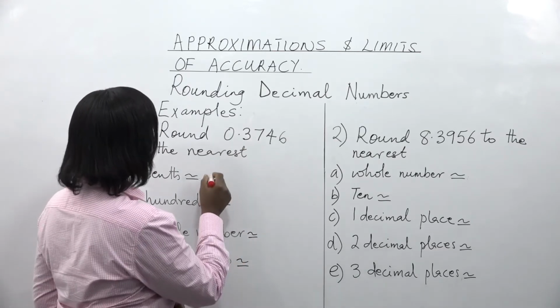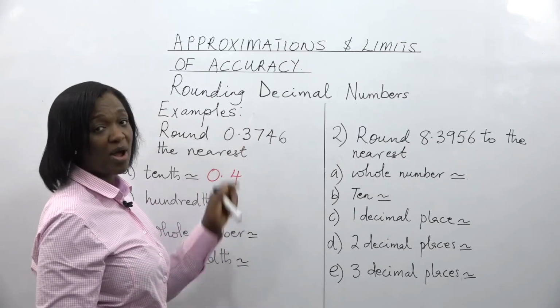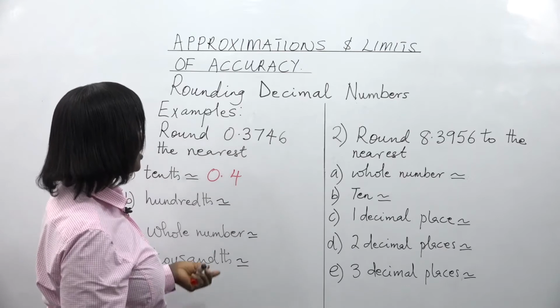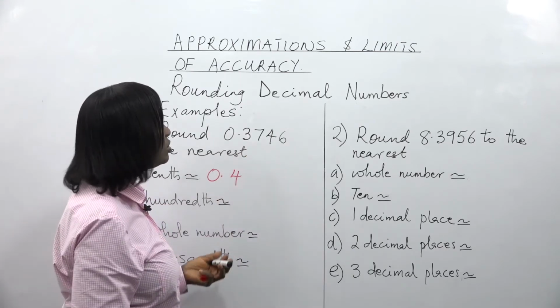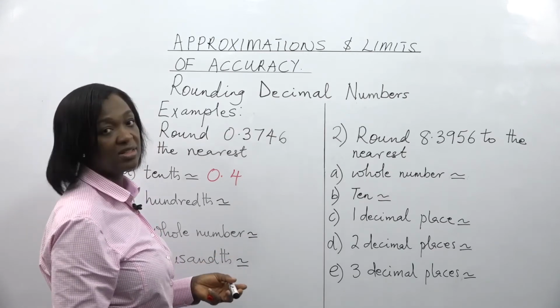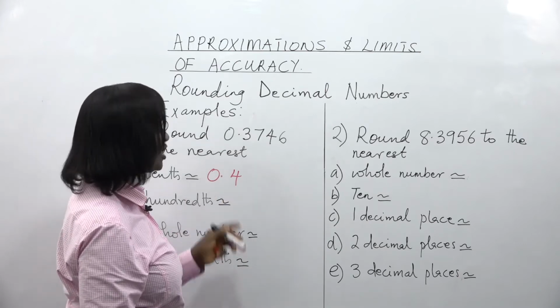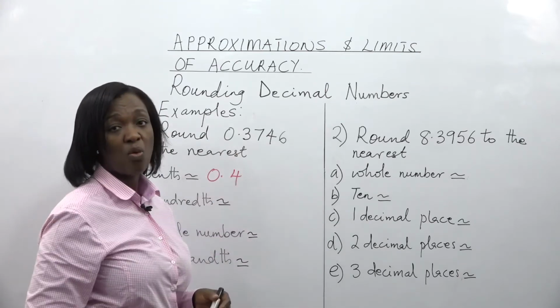So it becomes 0.4. We round up by adding 1 to the 3. And then the rest of the numbers will go to 0 because they are no longer significant. These are numbers after the decimal point. They are fractions. This number is actually less than 1.